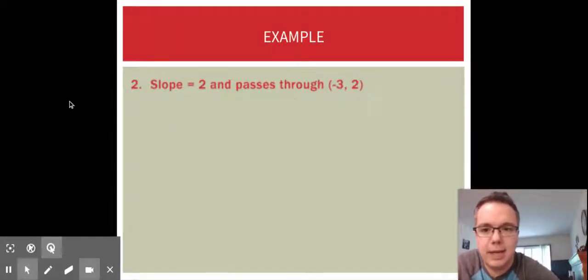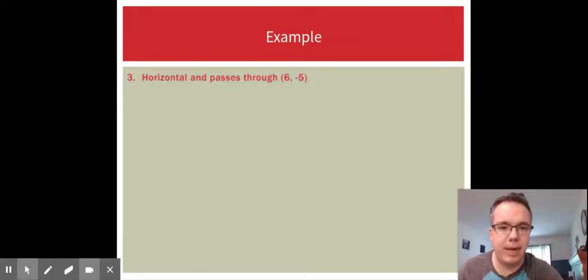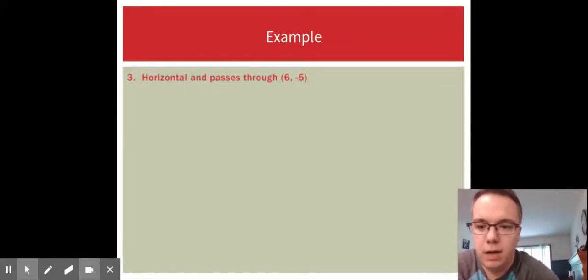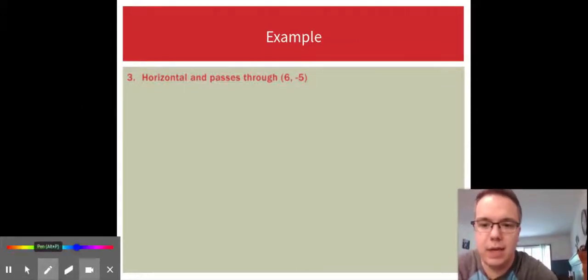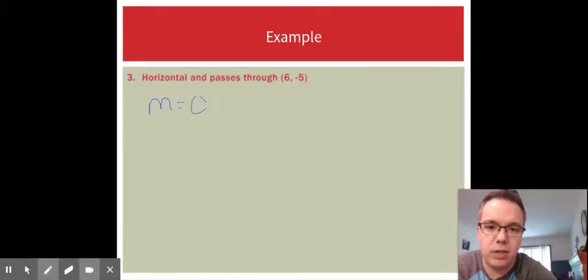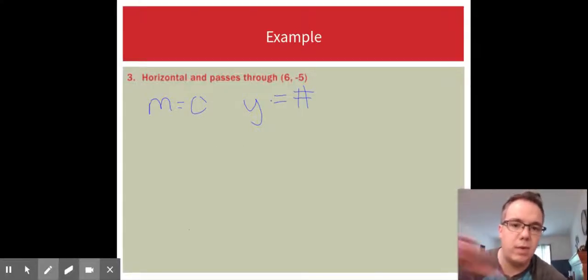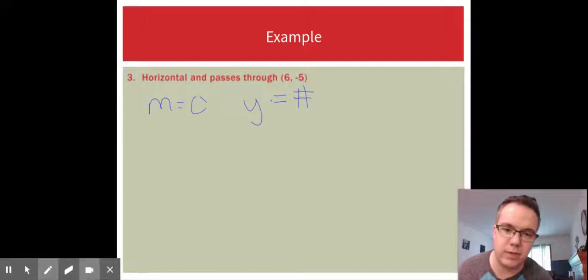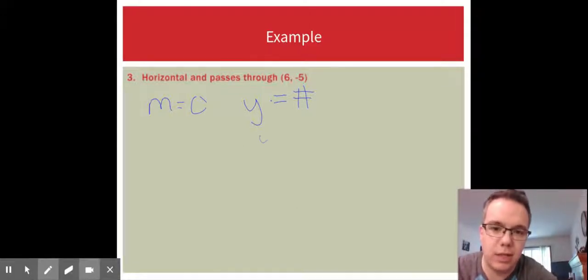All right, next example is a horizontal line that passes through (6, -5). Remember, horizontal lines have a slope of 0. They are also y equals a number, because remember, all of our y's are going to be the same because we don't change going up or down. We stay the same, so all our points stack up left to right. So in this case, our equation is going to be y equals, and what is our y equal? -5. You could have plugged in a slope of 0 and got that.